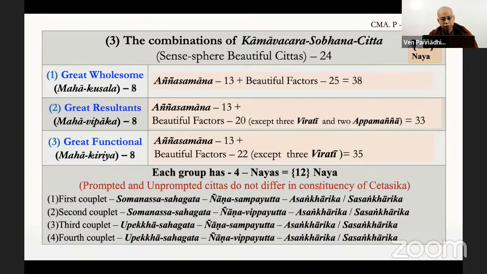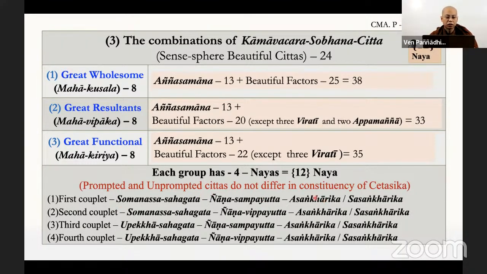In the sense-sphere consciousness, if we count for each group, we need to know the 4 couplets. The 4 couplets are: Asankharika 1 and Sasankharika 1, so we call that couplet 2 together. The first couplet is Somanassa Sahagata. We will call them according to the number of couplets. So the Somanassa Sahagata Nana Sampayutta is the identification of the first one.